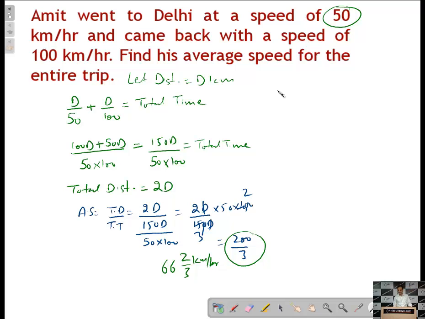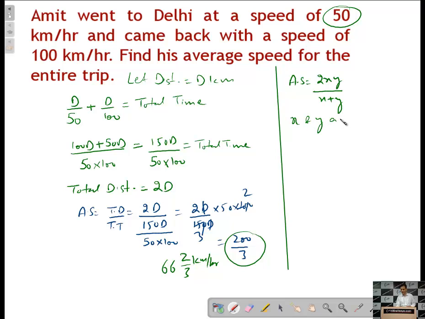Again students, if we are aware of the formula given in the initial concept, when the distance is the same but the speeds are different, you can straightaway apply the formula: average speed will be 2xy upon x plus y, where x and y are two different speeds.